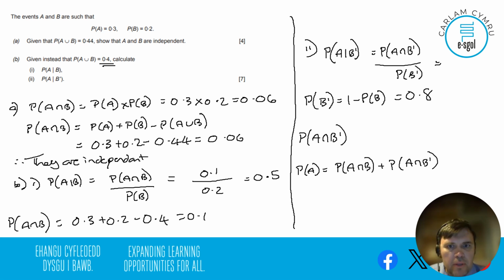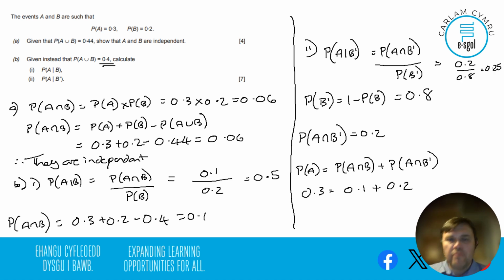So we know the probability of A is 0.3. We've worked out the probability of A and B is 0.1. And then plus this, well, the only thing that's going to work is 0.2. So this is now equal to 0.2. So we would write this as 0.2 over 0.8, which is 0.25.